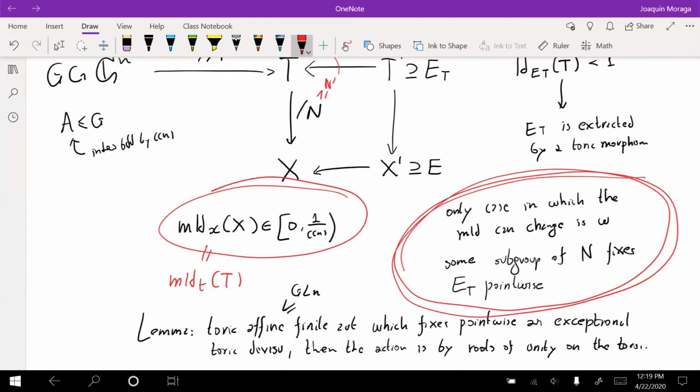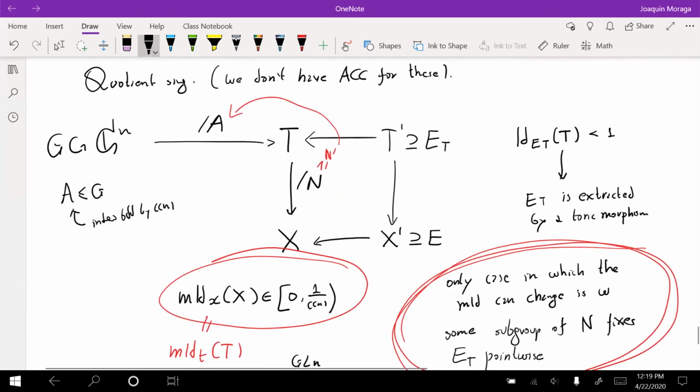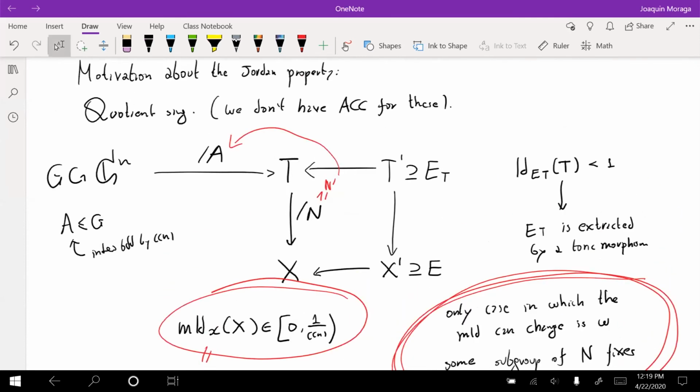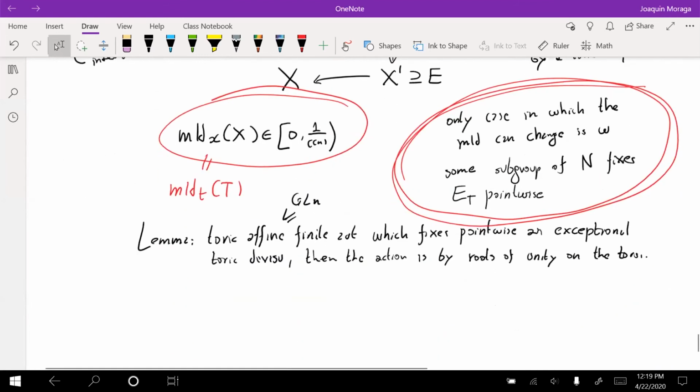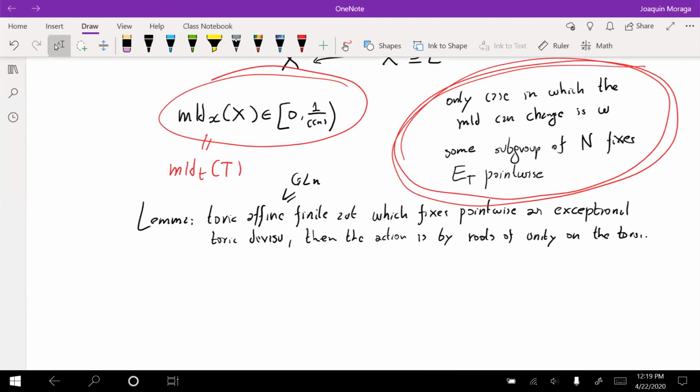So this is, I think, a nice motivation of why we care about the Jordan property, because even in the simple case of singularities, it already helps to compute the minimum of discrepancies. So there is some hope that in the future, when we understand this picture better, how the A part acts on the singularity, we will understand how to compute minimal log discrepancies better.